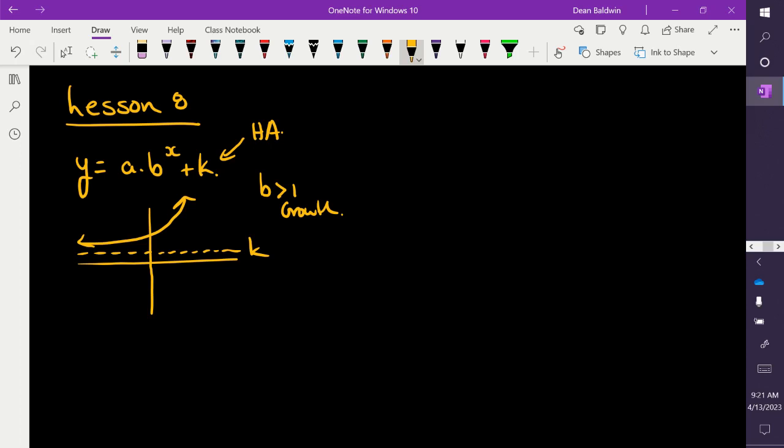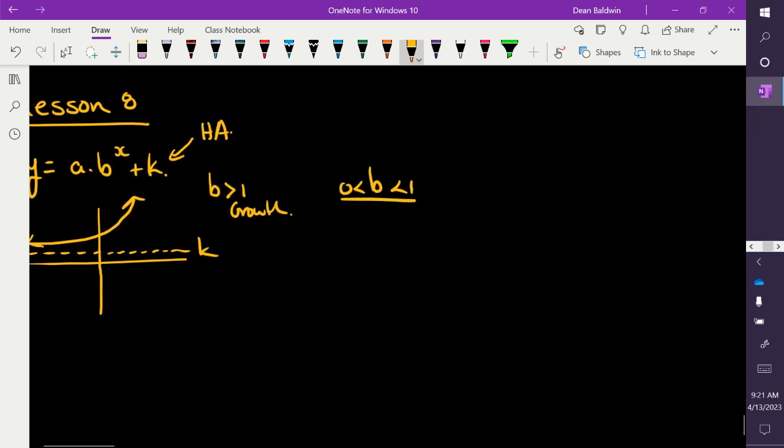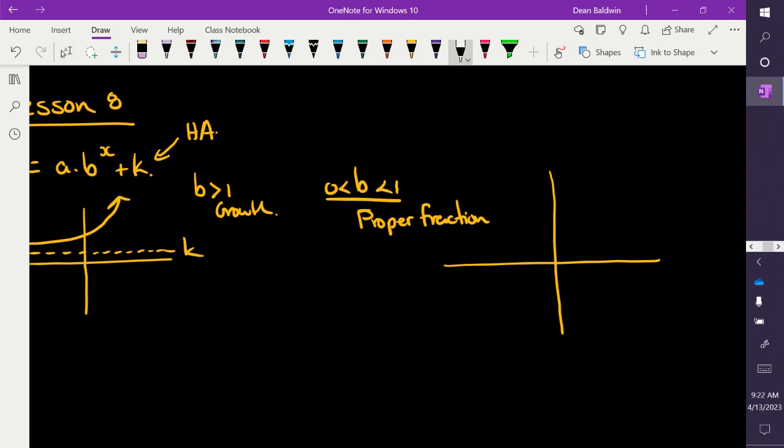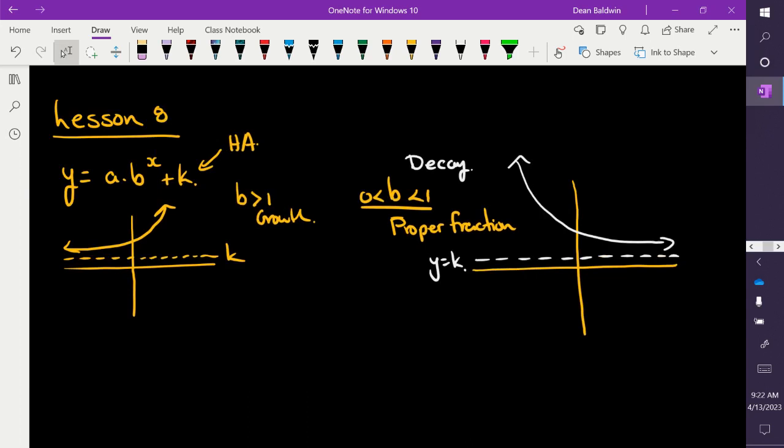Okay. If your b value is less than 1 but greater than 0, in other words, it's a proper fraction. Do you know what I mean when I say proper fraction? What do I mean? There you go. K is still your horizontal asymptote. But it is a decay curve. So it looks something like that. All right. So those are exponential functions.